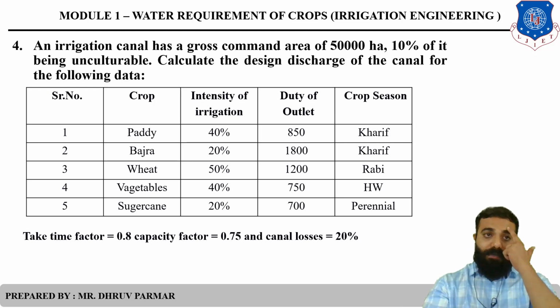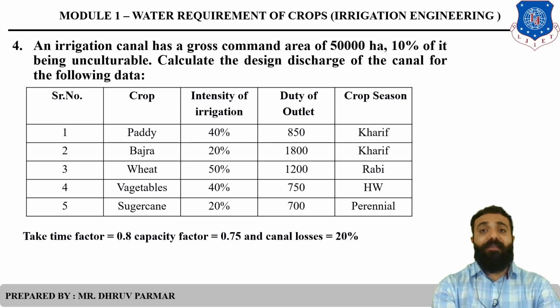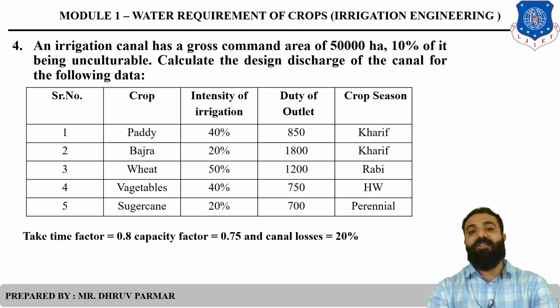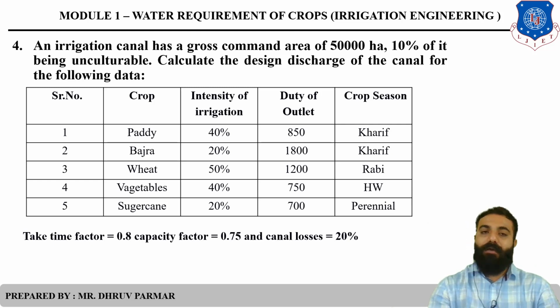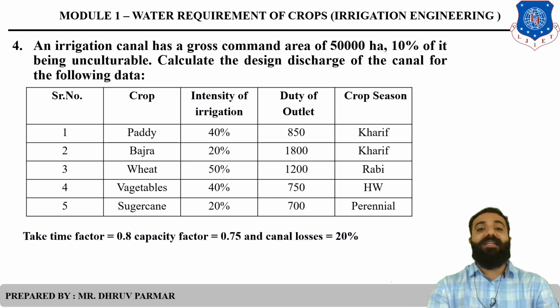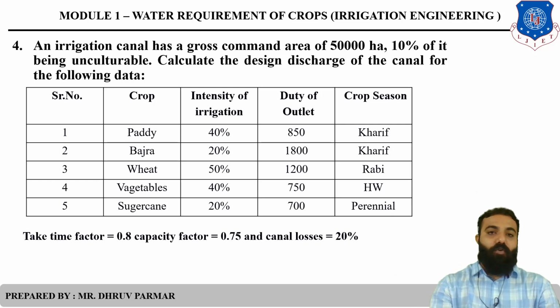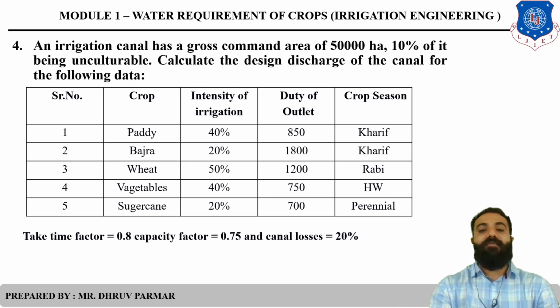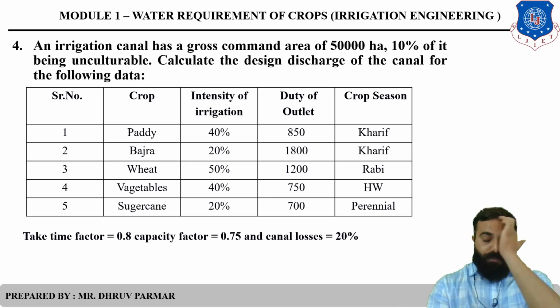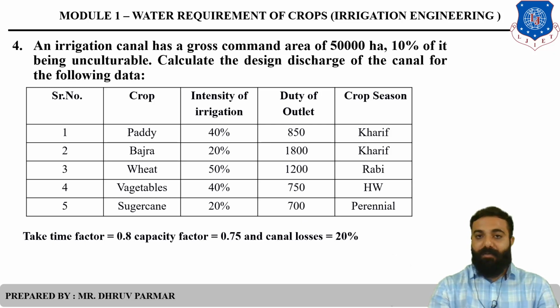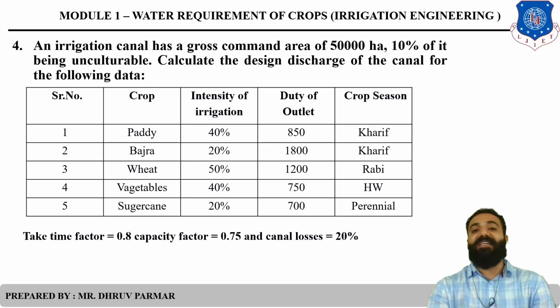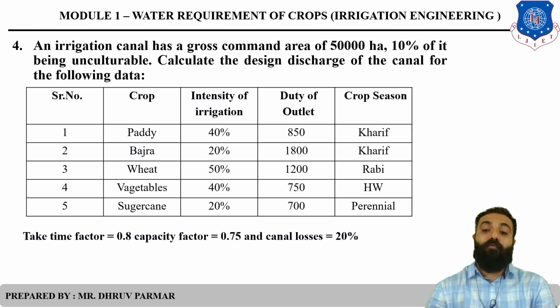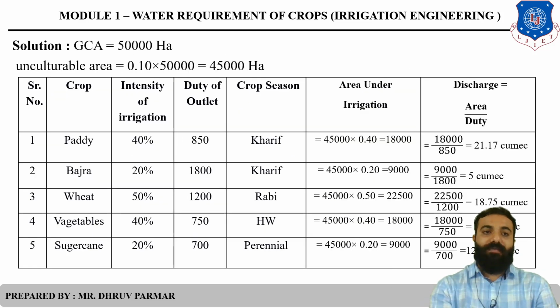The second example: an irrigation canal has a GCA of 50,000 hectare, and 10% is unculturable. We already solved how to find CCA, clear? And calculate the design discharge. So we have crop intensity, we have duty, and we have crop season. Clear? So we separate on the basis of season. First of all, we find out the CCA. So we have GCA 50,000 hectare and 10% unculturable. What is the 10%? That called 5,000. So 50,000 minus 5,000, we get 45,000 hectare, which is CCA.